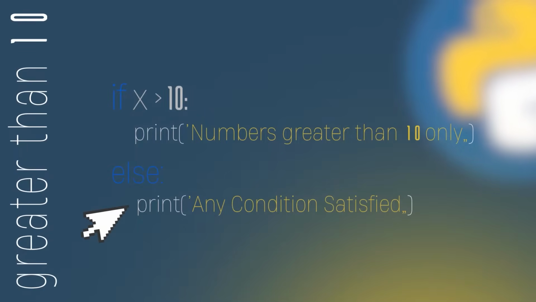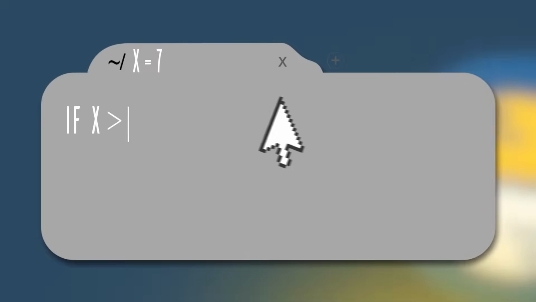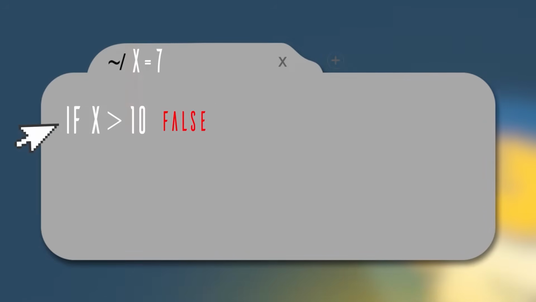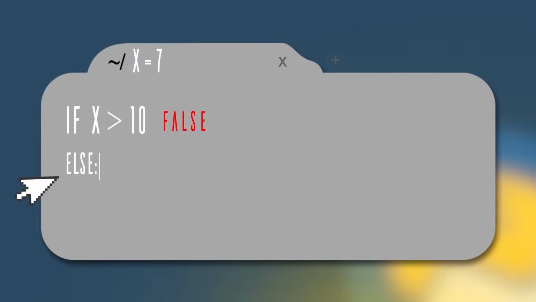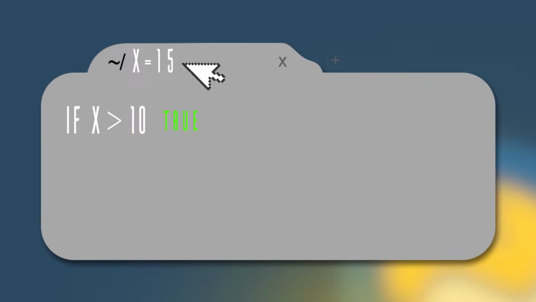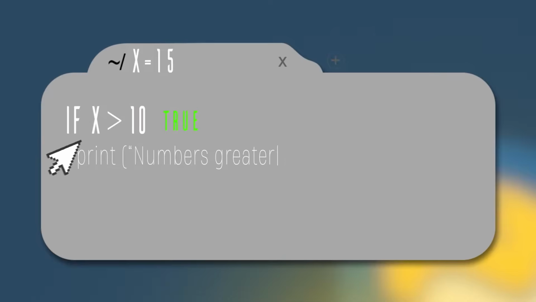Let's see one example in the code above. Let's suppose that x stores the value 7. The if condition won't be true because 7 is not greater than 10. Then we will skip the if block and go to the else, printing any condition satisfied. Let's do another example, making the variable x holding the value 15. In this case, the if condition will be true because 15 is greater than 10, and we will print numbers greater than 10 only. After that, we won't see the else condition because we already found our right condition.